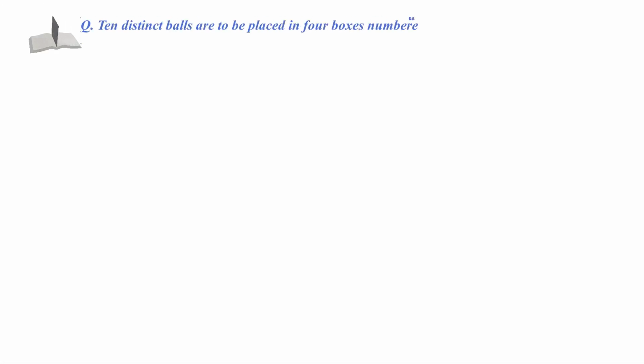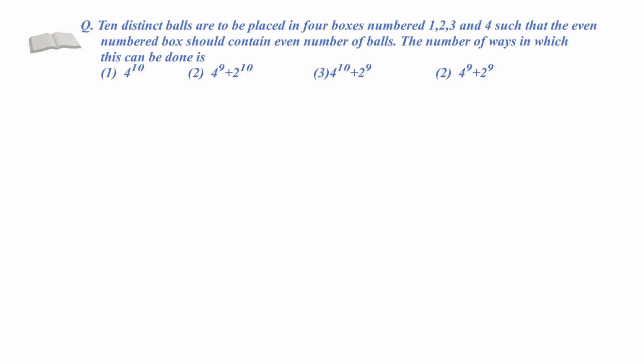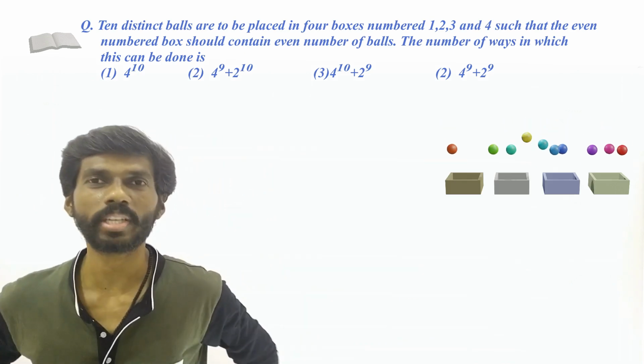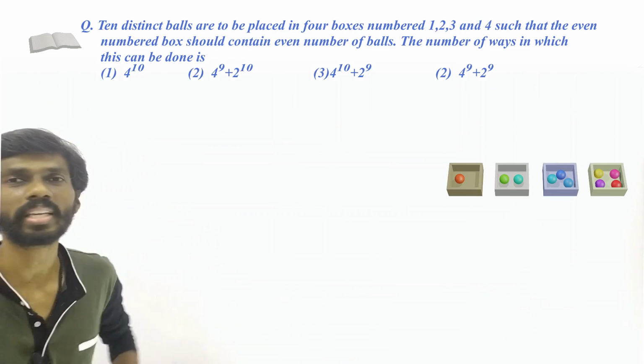10 distinct balls are to be placed in 4 boxes numbered 1, 2, 3 and 4, such that the even numbered box should contain an even number of balls. The number of ways in which this can be done is. So here we have 10 distinct balls which are to be placed in 4 distinct boxes, and also some extra condition is given. The even numbered box should contain only an even number of objects.